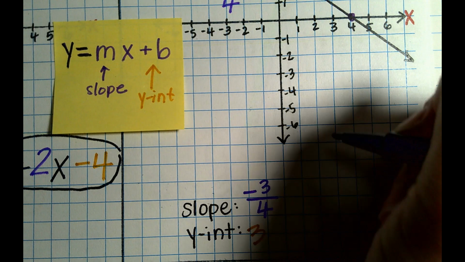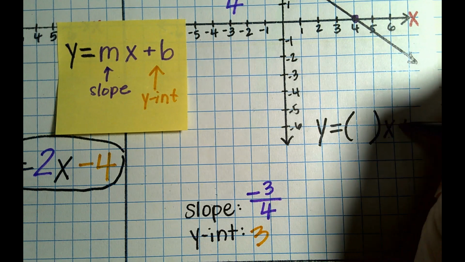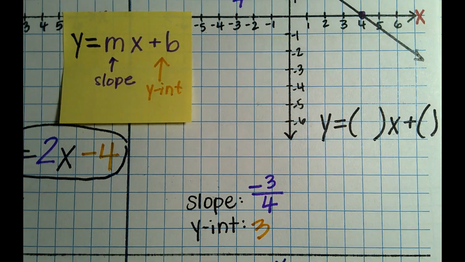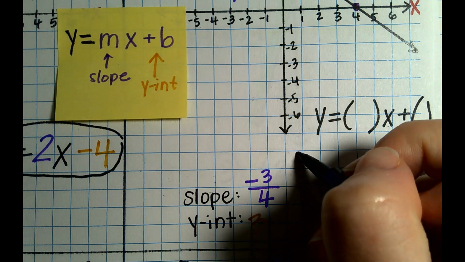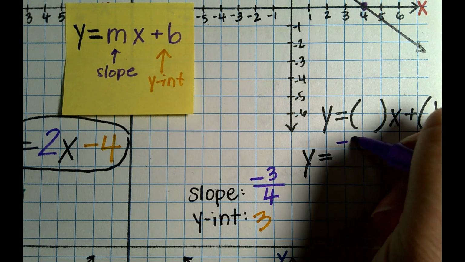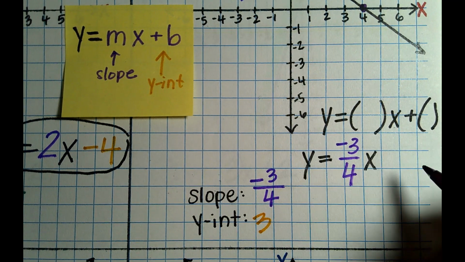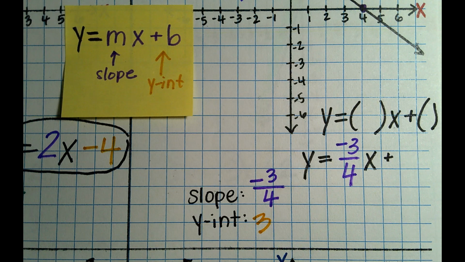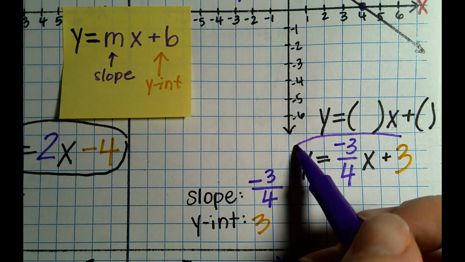Now, I'm going to write out y equals blank x plus blank. This is what I'm plugging my numbers into. So, if I wanted to write the equation of this line, I'm going to say y equals what? -3/4. Good. y equals -3/4 x plus 3. Perfect. And that's our equation.